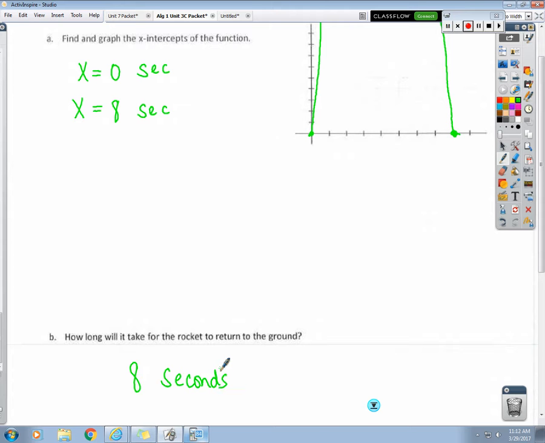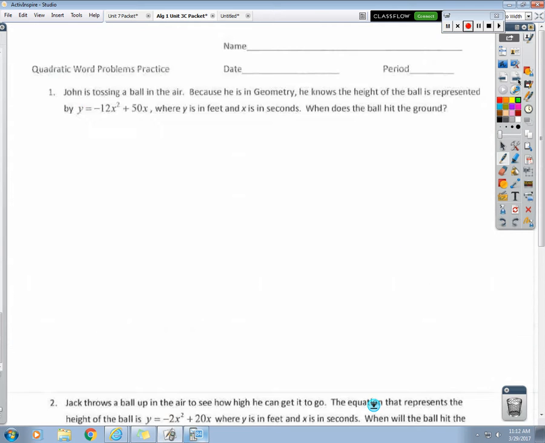Okay, now turn to page 26. John is tossing a ball in the air. Because he's in geometry, he knows the height of the ball is represented by y equals negative 12x squared plus 50x, where y is in feet. So above the y, I'm just going to go and write ft for feet. And then x is in seconds. So above these x's, I'm going to write sec for seconds.